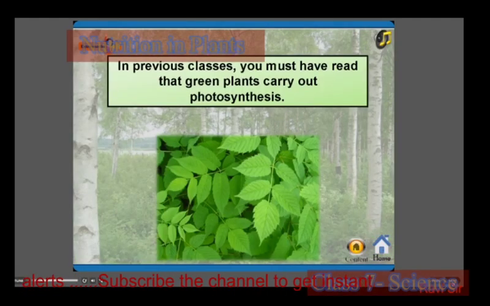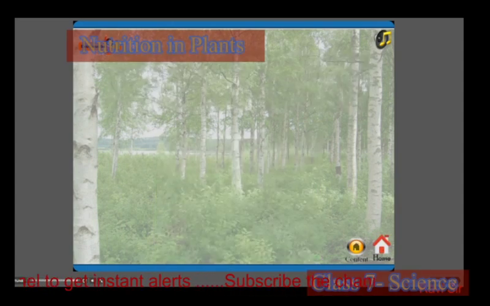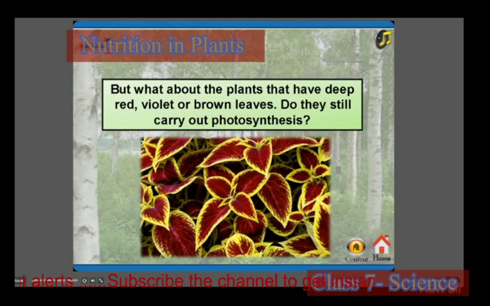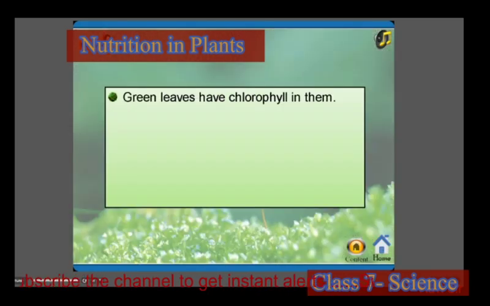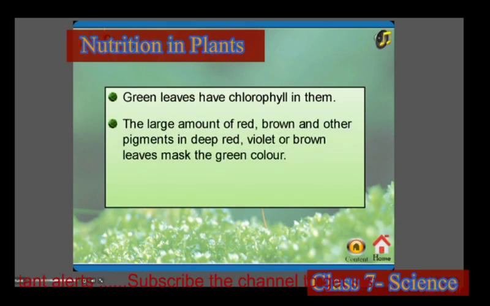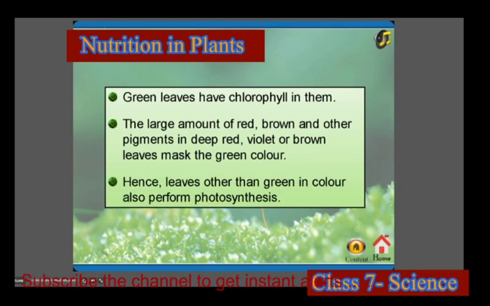In your previous classes, you must have read that green plants carry out photosynthesis. But what about the plants that have deep red, violet, or brown leaves? Do they still carry out photosynthesis? Green leaves have chlorophyll in them. The large amount of red, brown, and other pigments in deep red, violet, or brown leaves mask the green color. Hence, leaves other than green in color also perform photosynthesis.